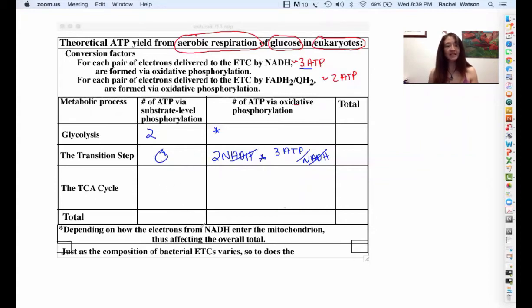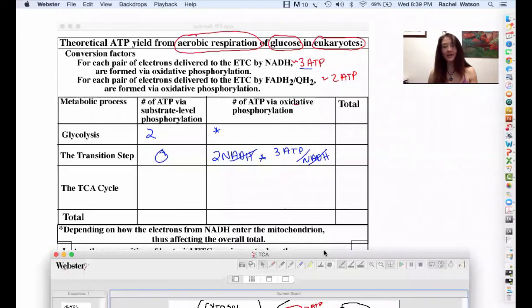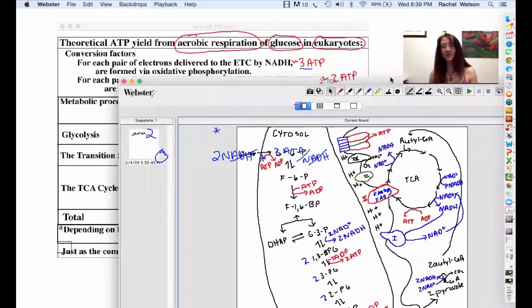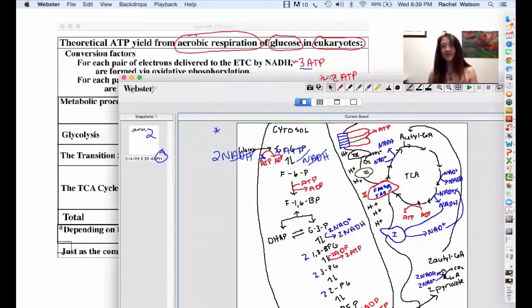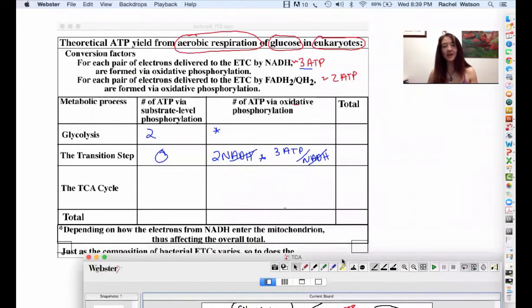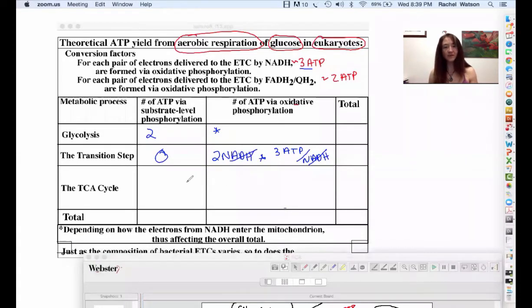Now let's look at the TCA cycle, because in fact you probably remember that in step 5 of the TCA cycle, there is in fact the generation of an ATP. And remember that for each glucose molecule, the cycle turns not once, but twice. So once would yield 1 ATP, twice would yield 2 ATPs. So there are 2 ATPs made by substrate level phosphorylation. So let's write that down.